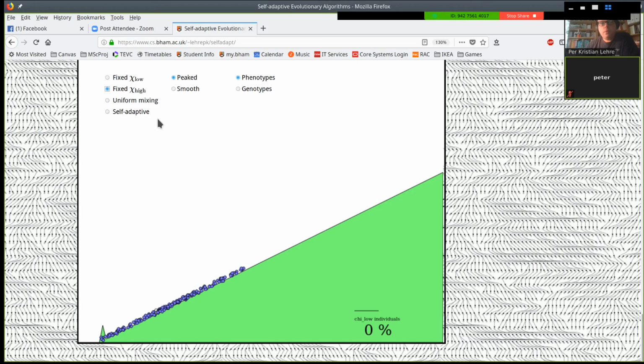If I use self-adaptation, you see that the population in the beginning chooses high mutation rate, and then eventually the mutation will switch to low mutation rate, self-adapt to low mutation rate, and it will be able to climb up to the optimum.